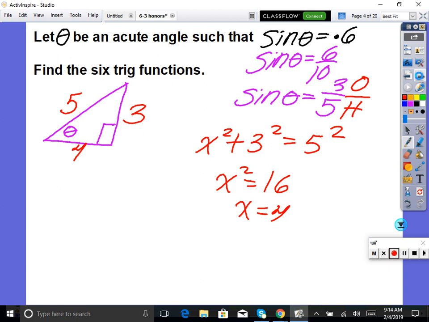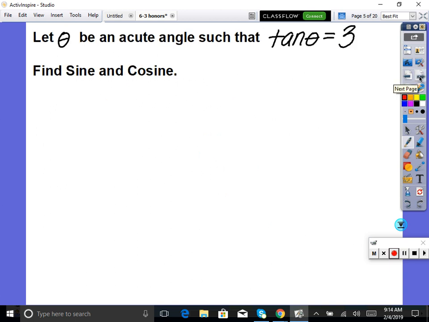Okay. Let's read this one. It says, let theta be an acute angle such that tangent of theta is equal to 3. It's always curious to me when people freak out. They say, but 3, well, what do I do now? Because that only gives me one side. No, isn't 3 over 1?